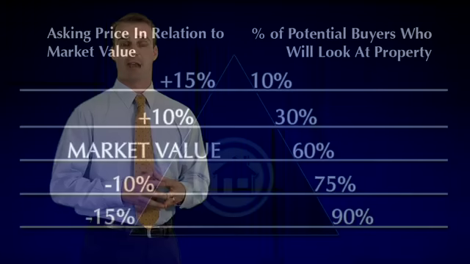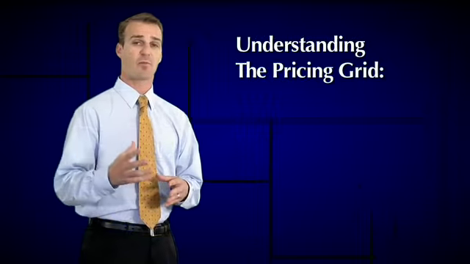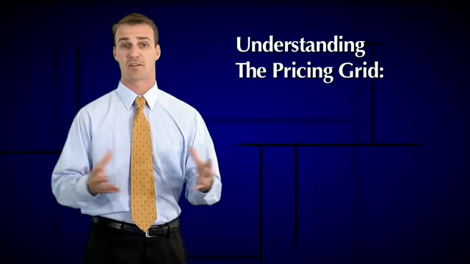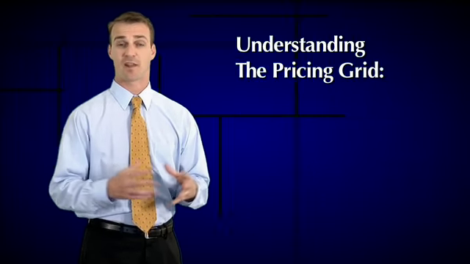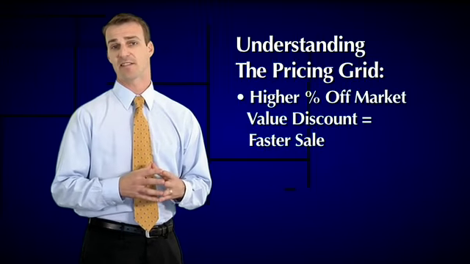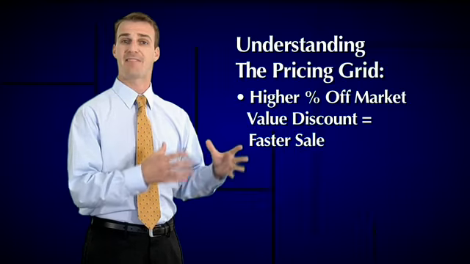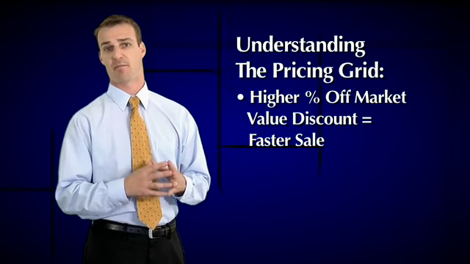Regardless of your motivation, you need to understand the pricing grid. The pricing grid just gives you an example of where you need to price your home based on market value for how quickly you'd like to sell it, based on what other properties are selling for in your market. Let's say other properties in your market are selling at about 160 days on the market. You as a for sale by owner or private seller would like to sell your property in the next 90 to 120 days. So according to the pricing grid, we're going to want to put a 5 to 10% below market value price on your property.